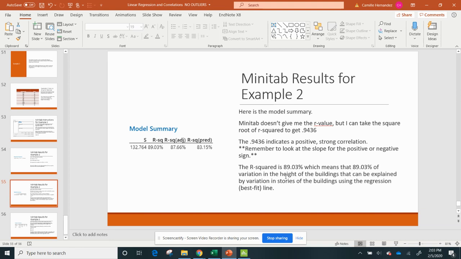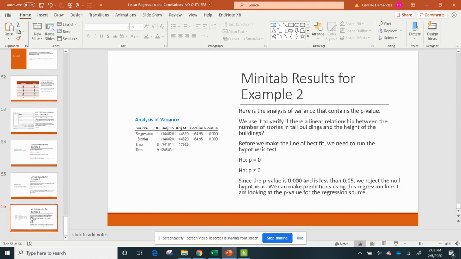I'm thinking because that variation is so strong, let me go look at my r value. Again, I convert 89.03% to a decimal, and then I take the square root of it. Then I get 0.9436, and that is a positive, strong correlation. Remember, I know it's positive because my slope was positive. So now I'm going to see if I can make predictions with it.